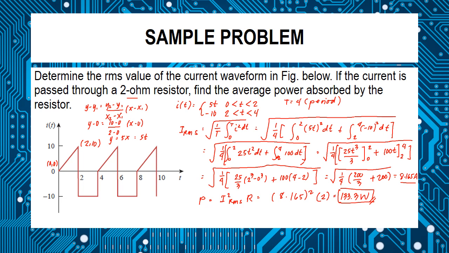Okay, so we can write the relationship as i of t equal to 5t from 0 to 2, and then negative 10 for 2 to 4. And as you can see, the period repeats every 4. So from 0 to this point, then down, then negative 10, then back here again, then repeat the cycle. So T is equal to 4, our period.